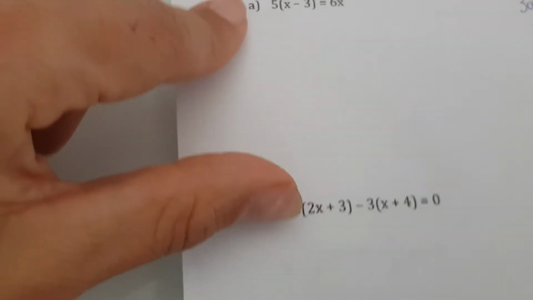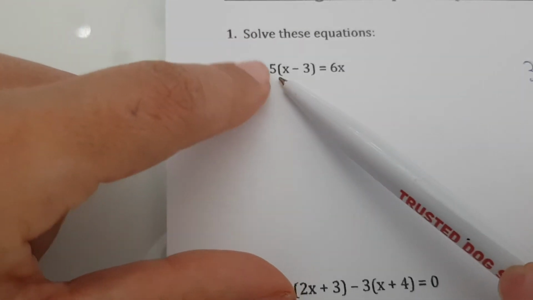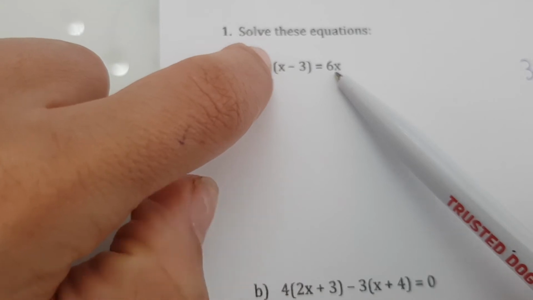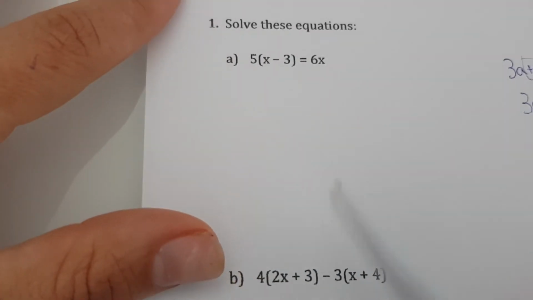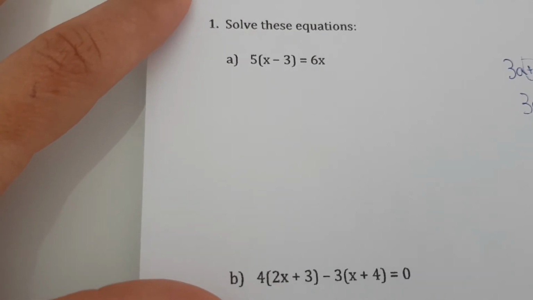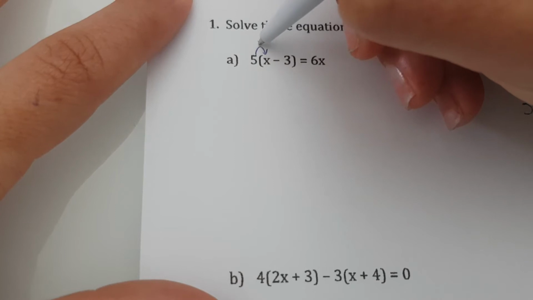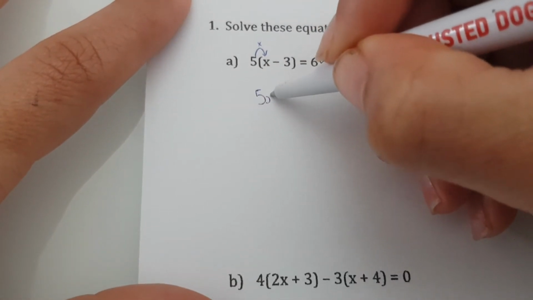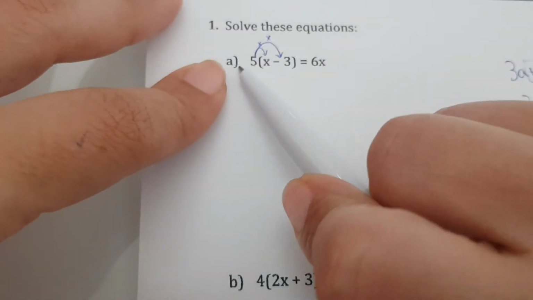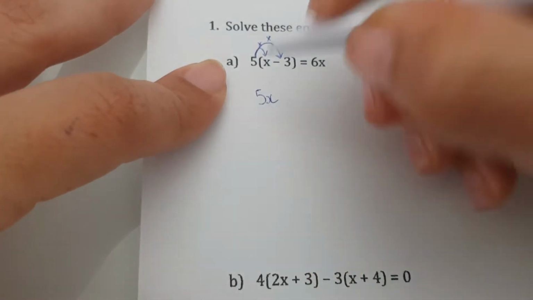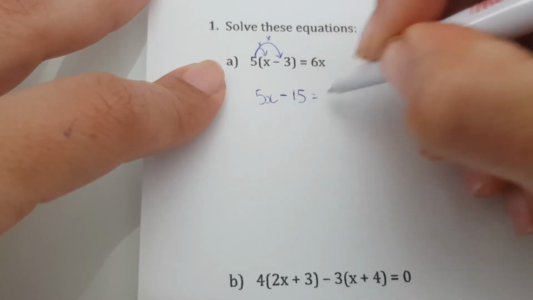So let's try this one out. On this one, for instance, you can divide both sides by 5, but it will become a bit more complicated. So in this case, it's better if you expand the brackets. 5 multiplied by x, which is 5x, and then 5 multiplied by minus 3. A positive times a negative is negative, so 5 times 3 is 15.